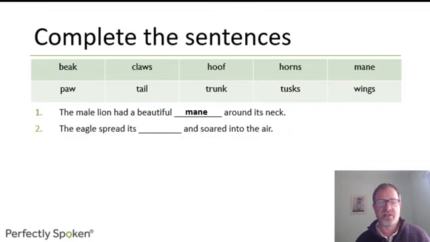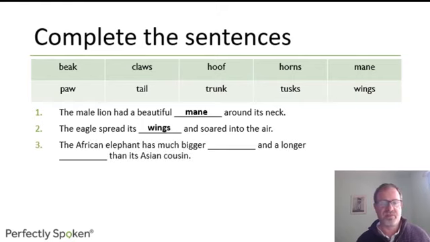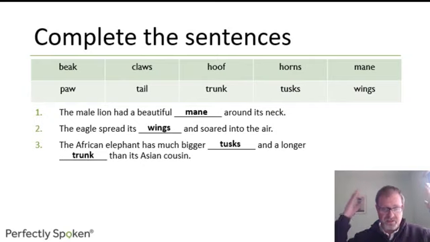The eagle spread its something and soared into the air. It spread its wings, in order to fly, and soared into the air. Number 3: The African elephant has much bigger something and a longer something than its Asian or Indian cousin. And the answer is tusks and trunk. It also has significantly bigger ears as well.